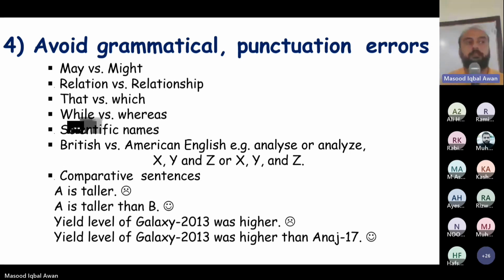Then often in scientific writing, we have to write comparative sentences. For example, yield level of Galaxy 2013 was higher. So this is a vague sentence. When we are writing a comparative sentence, we must mention the control treatment or what we are comparing to. So if I write A is taller, this is a vague sentence. I must mention A is taller than B. The yield level of Galaxy 2013 was higher than Anaj 17.